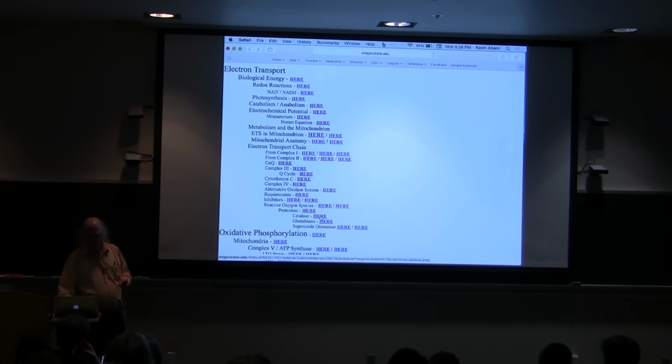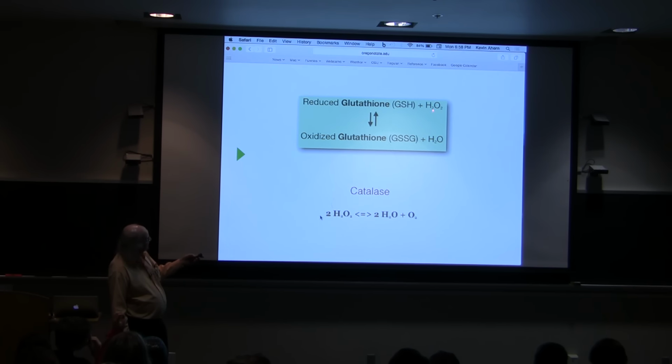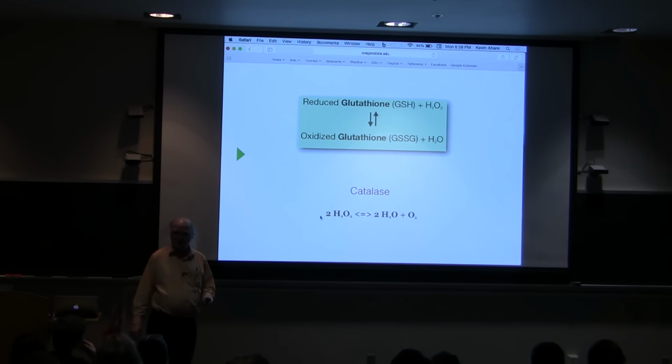Catalase is involved in converting hydrogen peroxide, H2O2, into water. And that's the reaction that it catalyzes. It uses glutathione as a way of donating electrons to reduce this guy further and releasing molecular oxygen. So we go from a reduced glutathione to an oxidized glutathione.